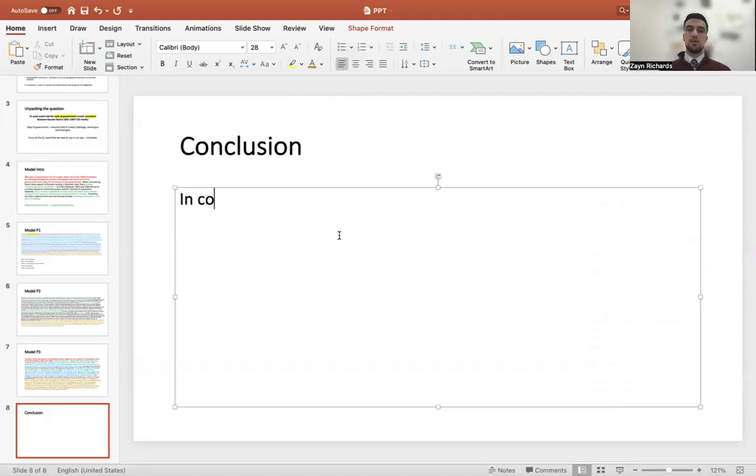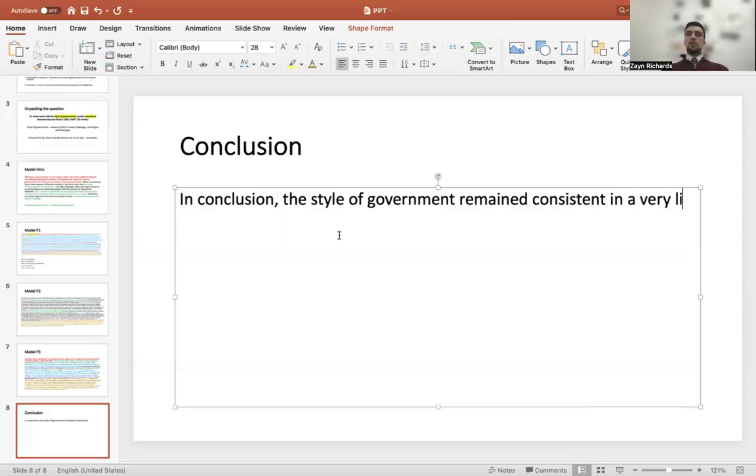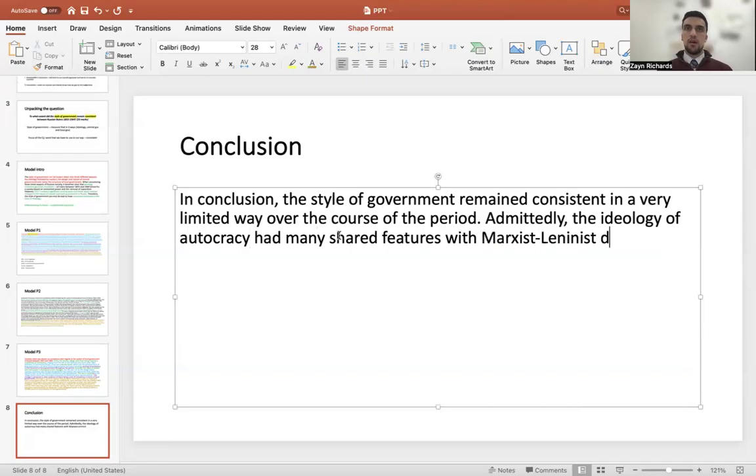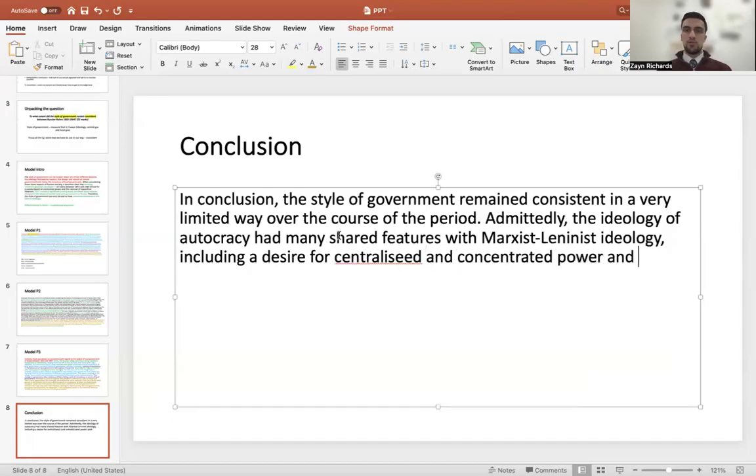And then we're now at the conclusion. So in conclusion, the style of government remained consistent in a very limited way. We'll say something like that. So what I want to do now is outline what I've argued. I will say, admittedly, and we consider ideology first of all, the ideology of autocracy had many shared features. So even now, I'm still doing synthesis. Ideology, including a desire for centralized and concentrated power and little tolerance of opposition.